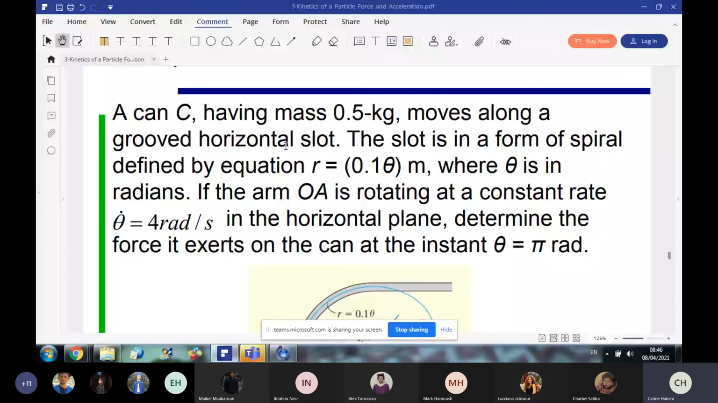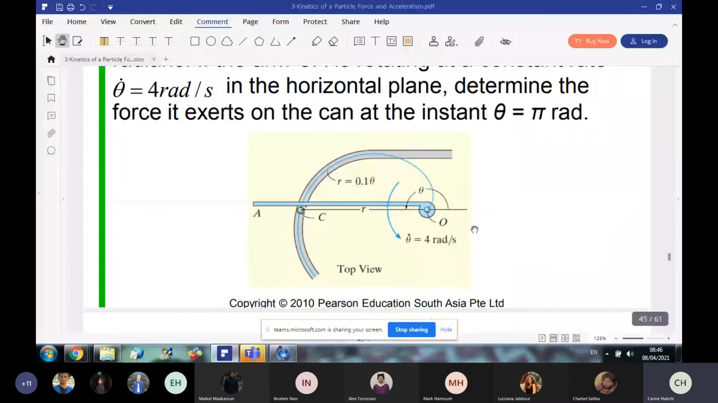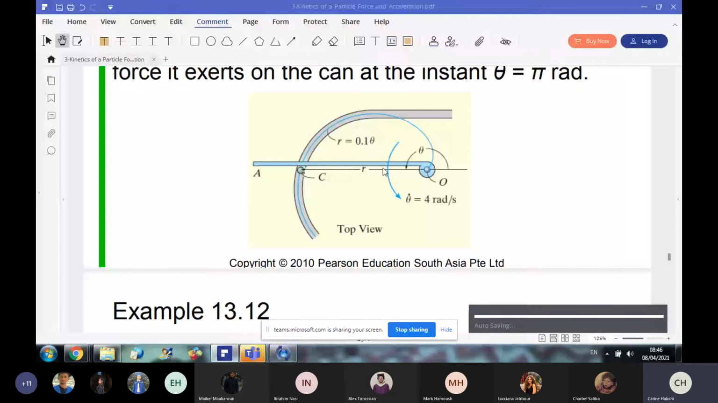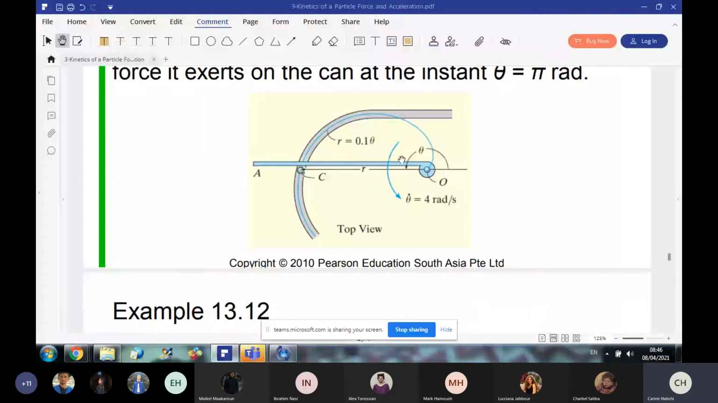So here, in this problem, it's similar in concept to the previous one. Okay, we have our function of theta. We have a ball in contact with an arm and in contact with the path, and we want to calculate what is the force of the arm on the can at this instant.